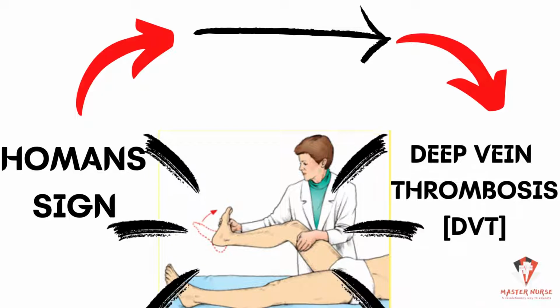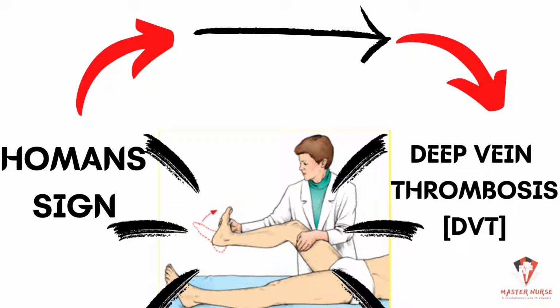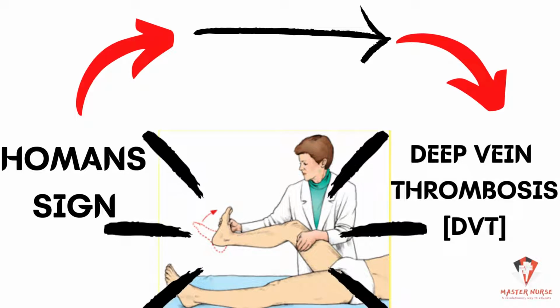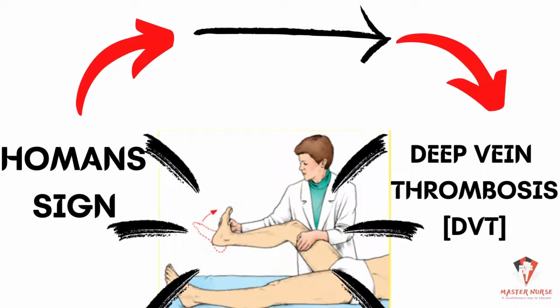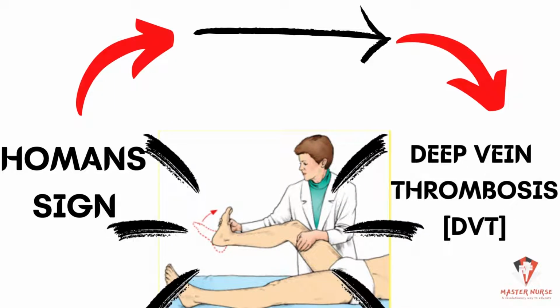This is done by holding the legs of the patient straight when he is sitting or lying and dorsiflexing the foot. So the foot is flexed backward, dorsiflexion is done. When this is done, if the patient is complaining of severe pain or showing any resistance, it means that it is a positive Hohmann's sign. So positive Hohmann's sign is an indication of deep vein thrombosis.